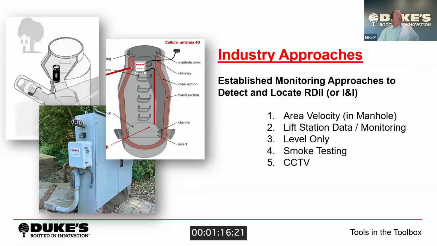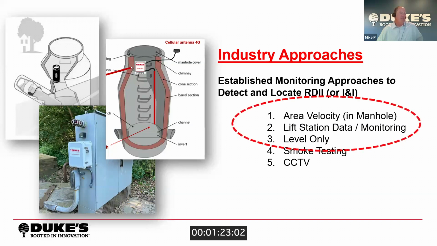So the established industry approaches, I've broken this down into 5, and we're going to focus on 1, 2, and 3 here. Area velocity refers to open channel or gravity flow metering. And then lift stations or pump stations, a great spot to collect data. And then level only, we'll touch on.